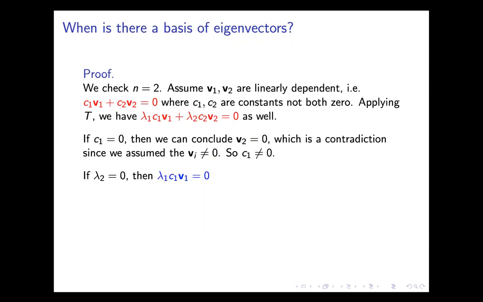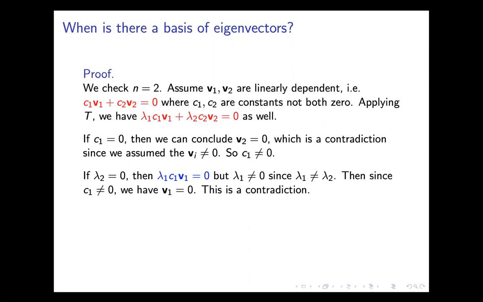So C1 is non-zero, and then if lambda 2 is 0, we have that lambda 1 C1 V1 is equal to 0, but we know that lambda 1 is not equal to 0, so therefore lambda 1 is not equal to lambda 2. Then since C1 is not equal to 0, we have V1 is equal to 0, which is again a contradiction.